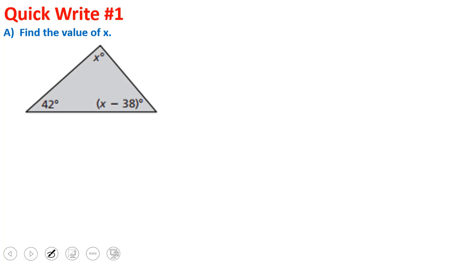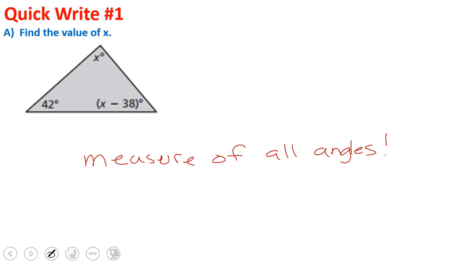And I'm going to add to that, I want to know what is the measure of all angles. So I want you to do more than just find x. I want you to find x, and then I want to know what is the measure of all the angles inside that triangle. And when you're done, get a quick snack, take a little quick mental break before you come back and join us for our second video tonight.